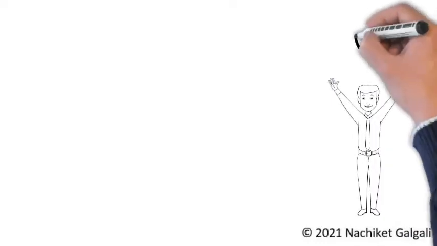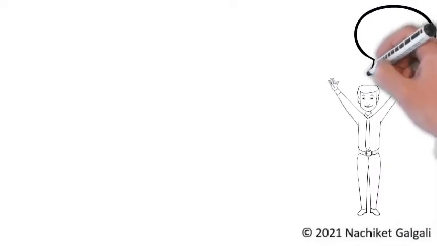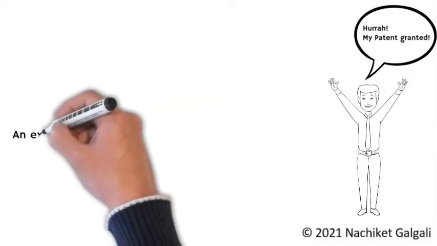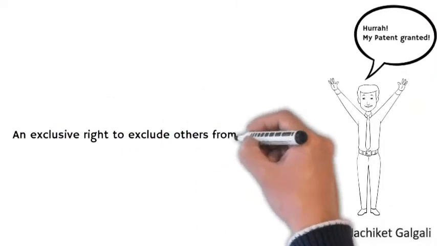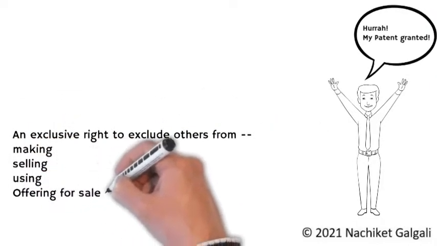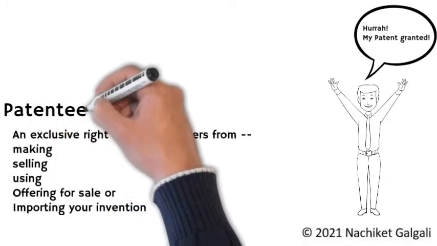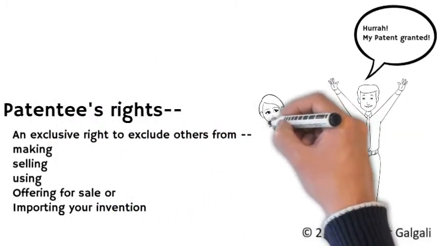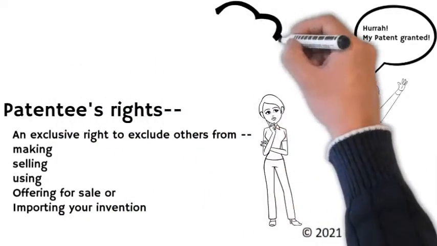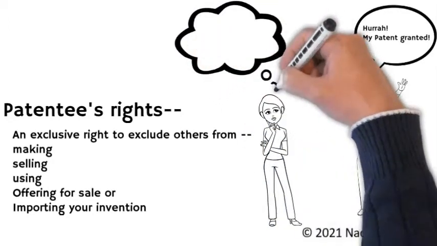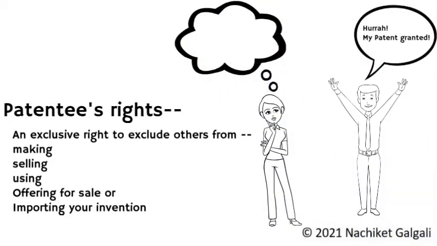Now let us try to see what the patent right is. It is an exclusive right to exclude others from making, selling, using, offering for sale, or importing your invention. In other words, it is a contract or an arrangement between the government and an inventor so as to protect the rights of an inventor to exclude others from practicing the invention, and in return, the inventor would teach the art of making the invention.